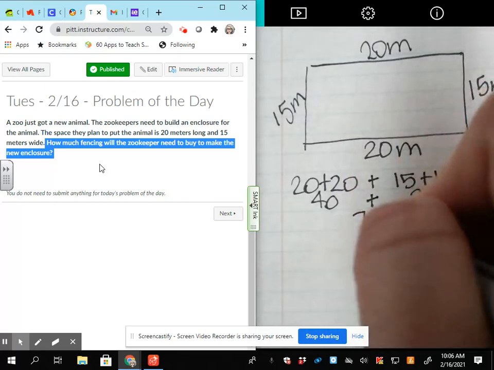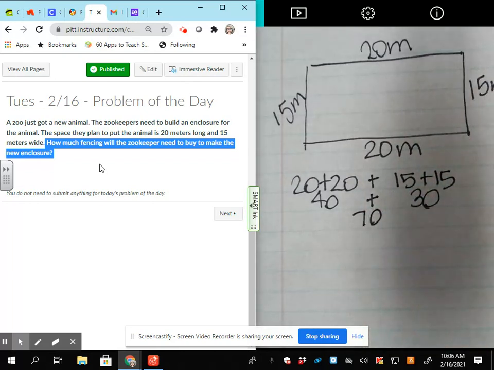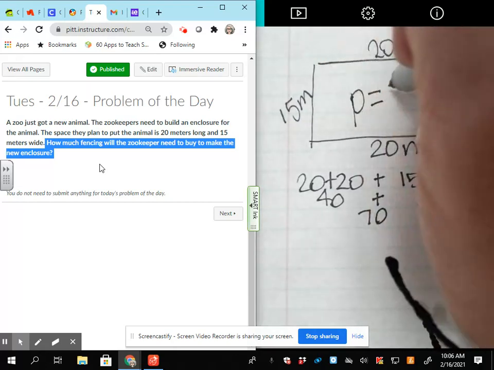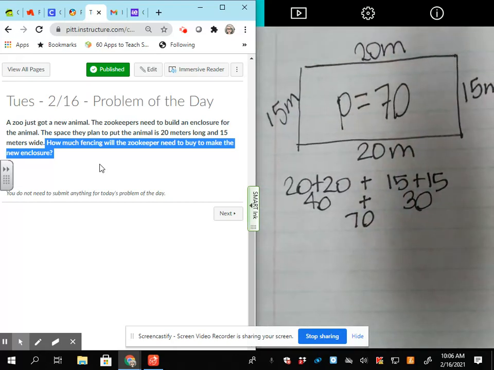Okay, so if I'm doing all of this work, what am I really solving for? The perimeter. I'm looking for the perimeter. So the perimeter equals 70.